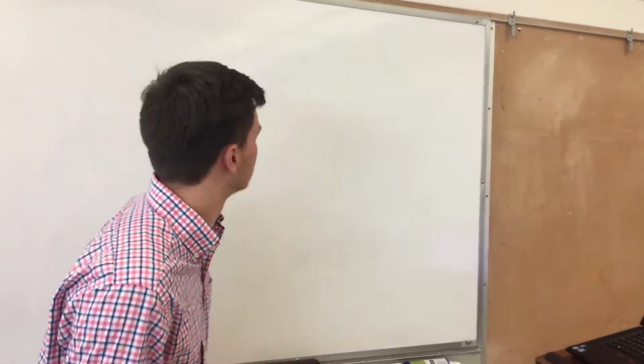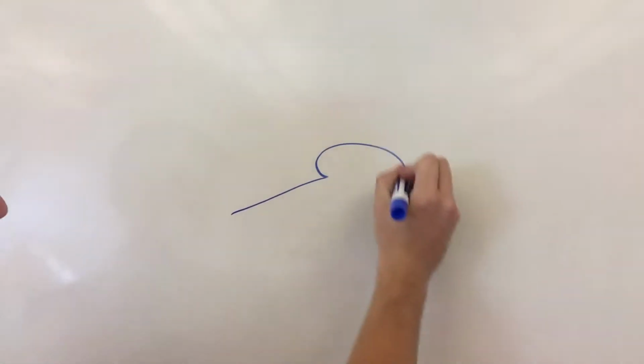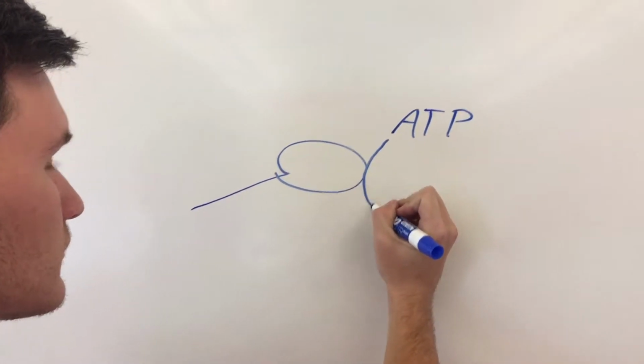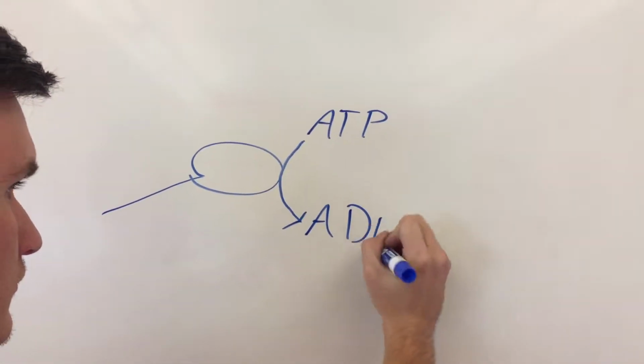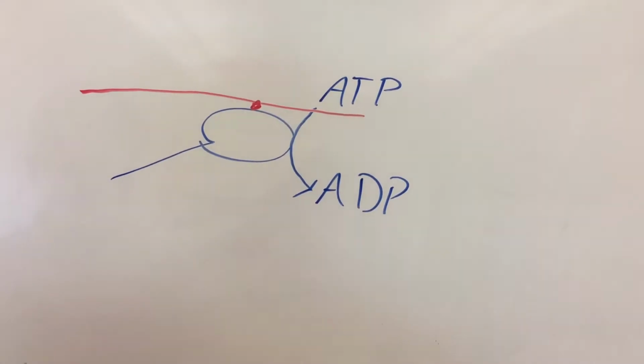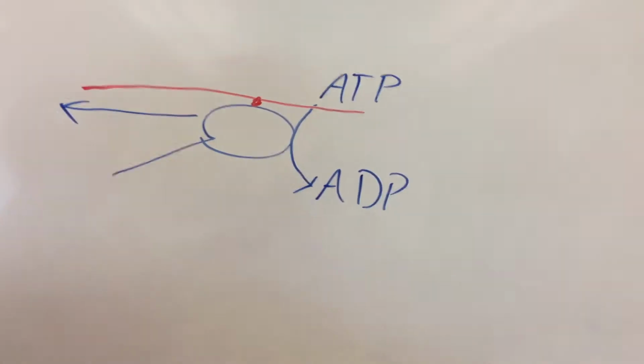Another great question. The energy from this process comes from ATP. An ATP molecule attaches to the myosin head. ATP then becomes hydrolyzed, and the energy released is used to cause a conformational change in the myosin head, moving the head and the actin filament along with it.